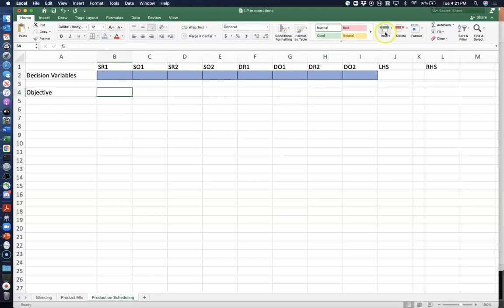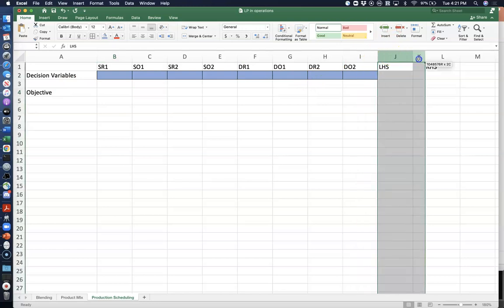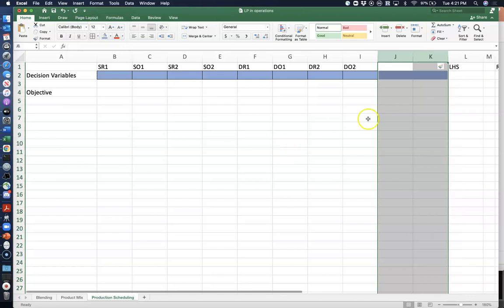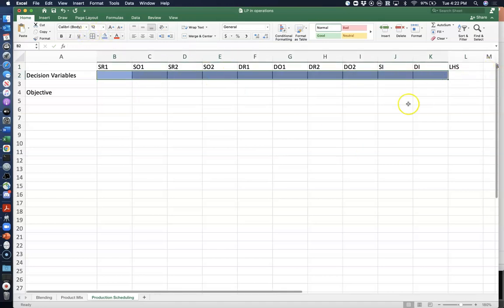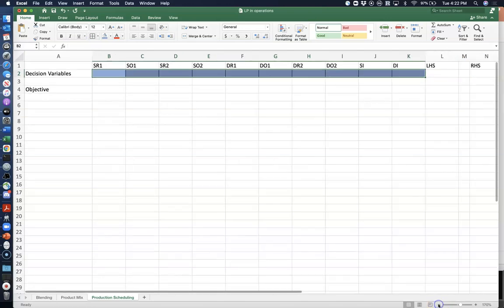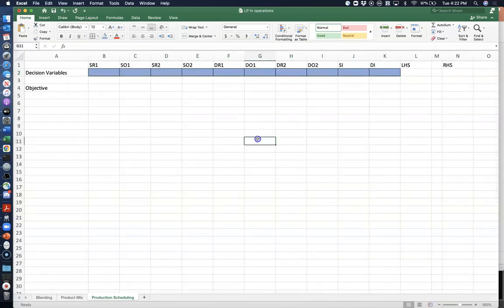Oh wait, I completely forgot the two. We have the inventory constraints. We have inventory decision variables SI and DI. Let me not forget that. Make it slightly smaller. Okay. So these are the 10 decision variables, not the 8.